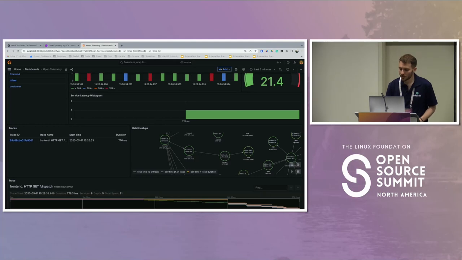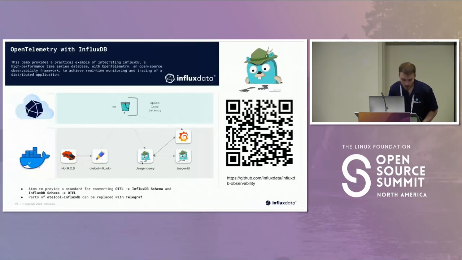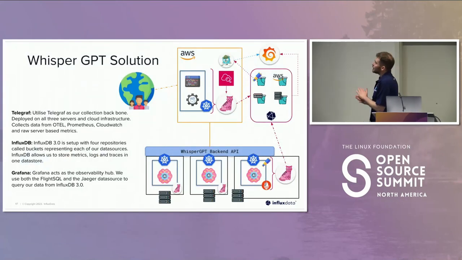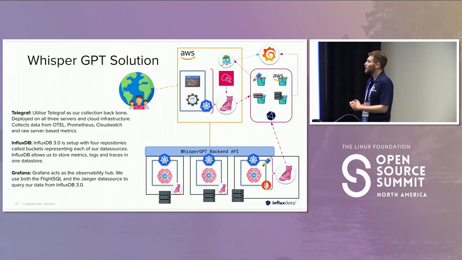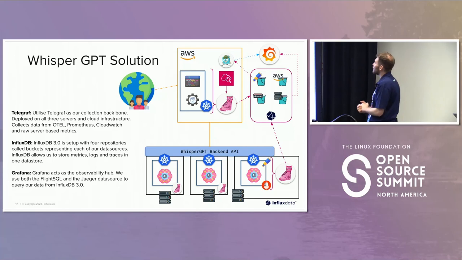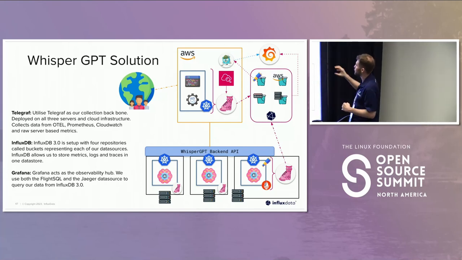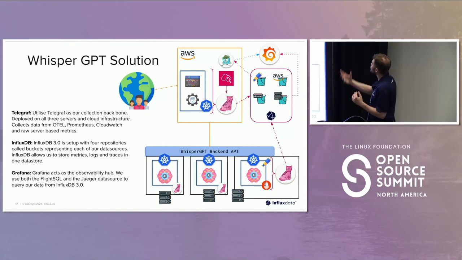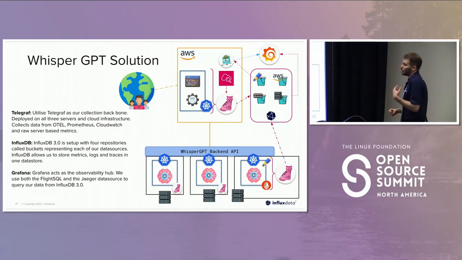So hopefully if I swap back across. So I won't jump over this, but as you can see, we've kind of gone full circle in monitoring our solution. We've used Telegraf as the backbone for most of our data collection here, whether it be monitoring our actual applications, our cloud-based infrastructure, also looking at our OpenTelemetry as well. We store all of this data in different tables or different buckets within InfluxDB, and then we use Grafana as our central visualization and observability platform connected to InfluxDB.